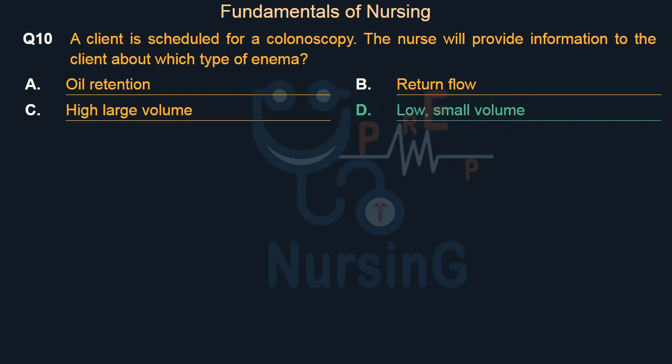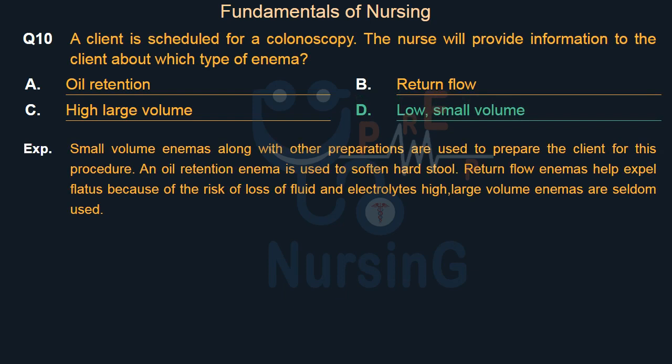Low, small volume. Small volume enemas along with other preparations are used to prepare the client for this procedure. An oil retention enema is used to soften hard stool. Return flow enemas help expel flatus because of the risk of loss of fluid and electrolytes. High, large volume enemas are seldom used.